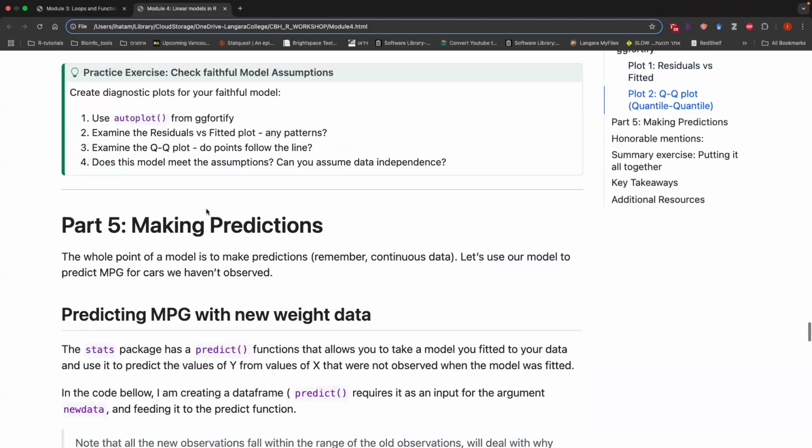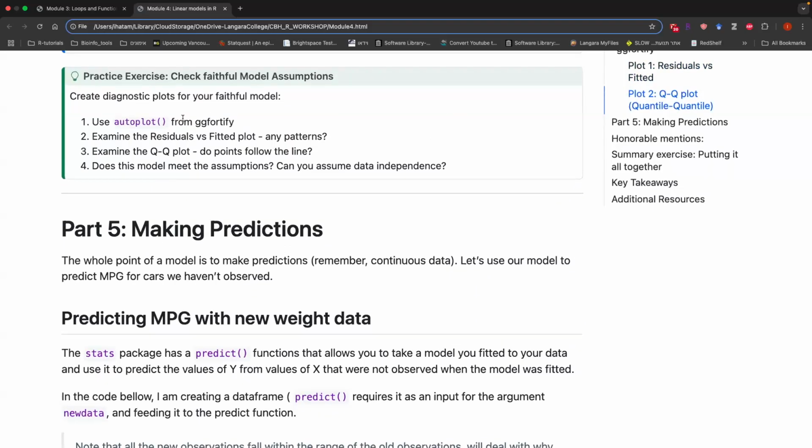All right, so let's practice and use autoplot from ggfortify. Examine the residuals versus fitted, any patterns that you see there, and examine the QQ plot. Does it follow the line? Does this model meet the assumption? Can you assume data independence?